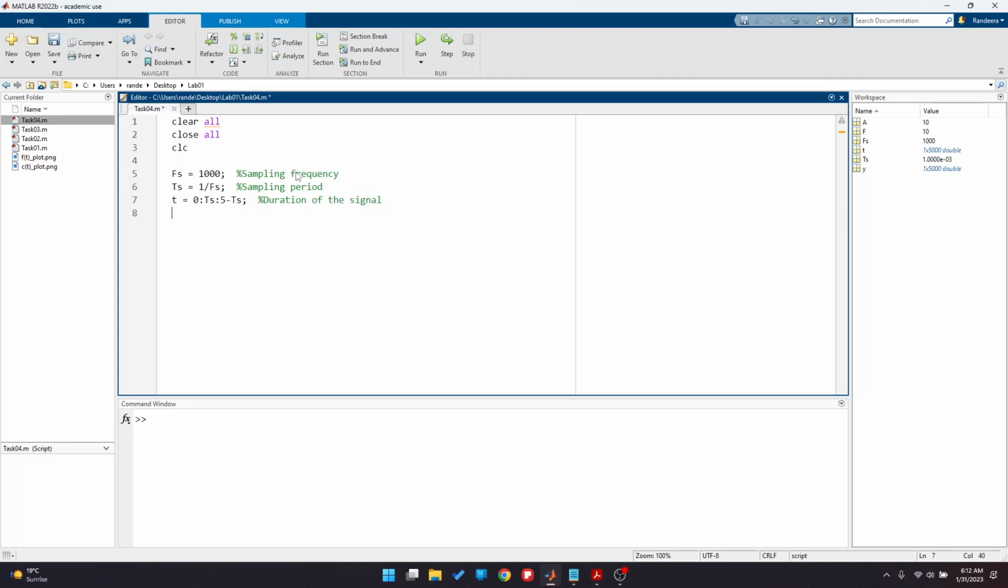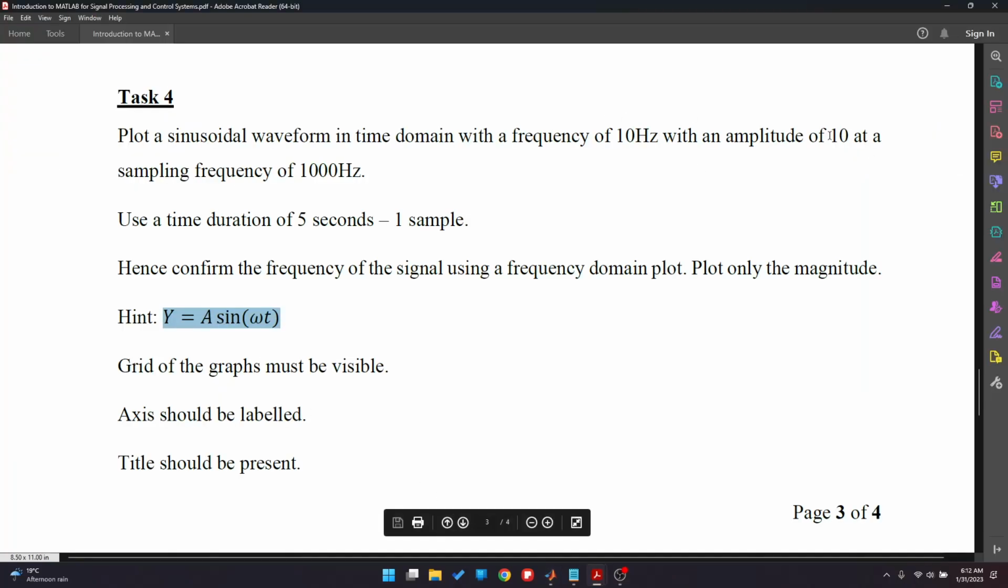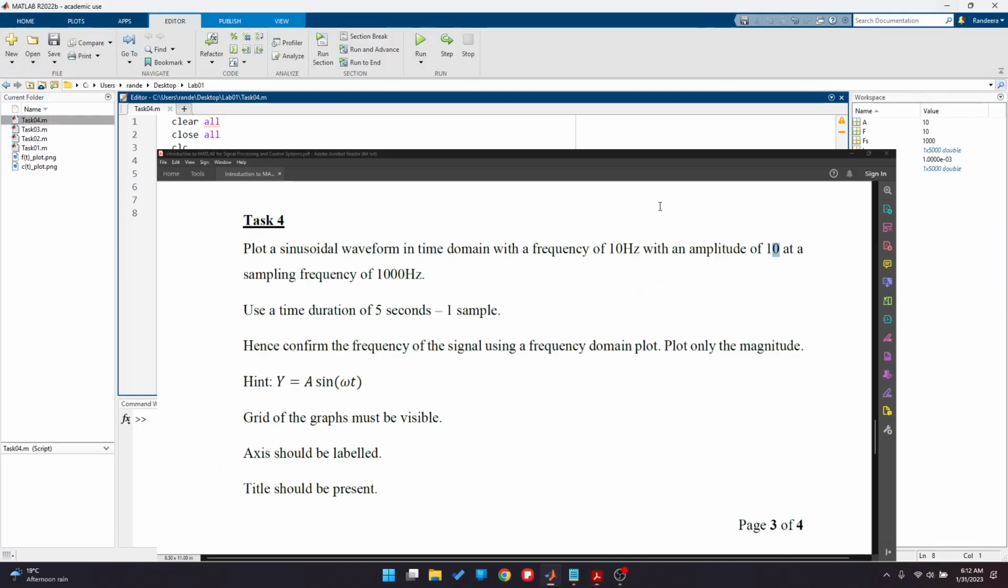This will be the duration of the signal. And two more things we need to specify: the amplitude of the signal and the frequency of the signal. So I will label them as A and F.